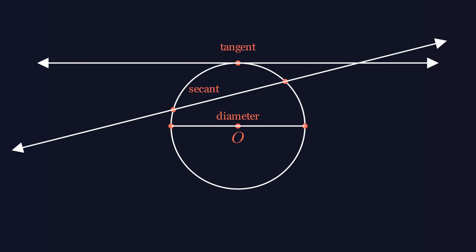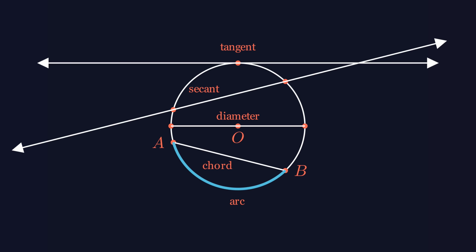Diameter. This is a line segment that passes through the center of the circle, connecting 2 points on the circle. It's exactly twice the length of the radius. Chord. A chord is a line segment connecting any 2 points on the circle. It doesn't have to pass through the center. If it does pass through the center, then it becomes a diameter.